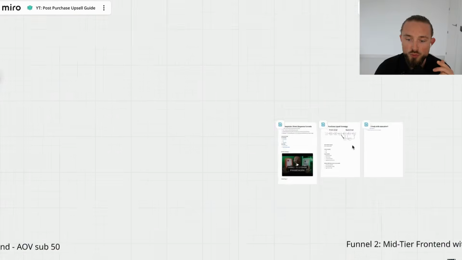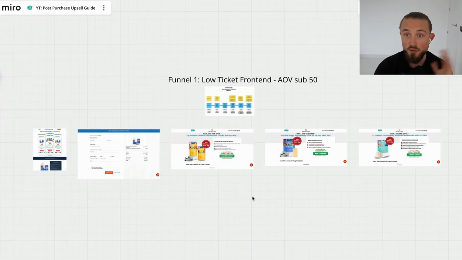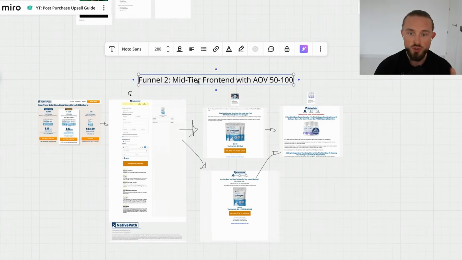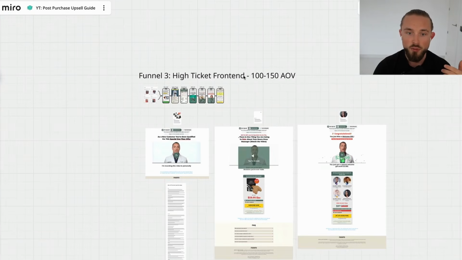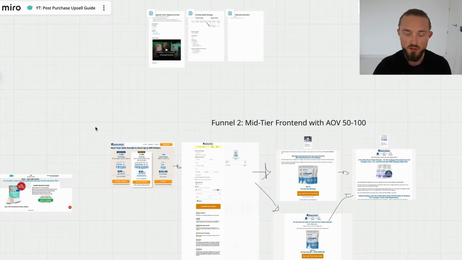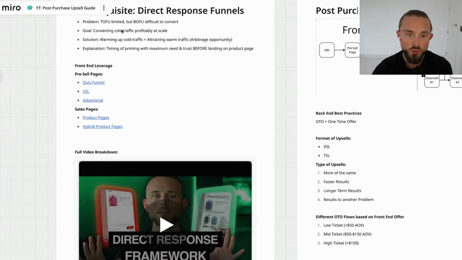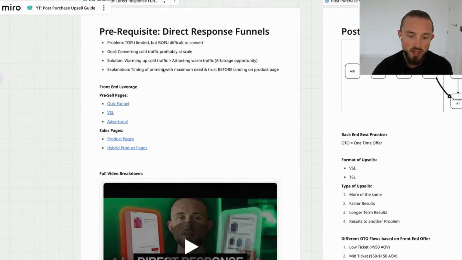So in this video, we're going to break down 3 different funnels based on different front ends. Funnel number 1 is going to be a low-ticket front end. Funnel number 2 is going to be a mid-tier front end. And funnel number 3 is going to be a high-ticket front end. Now, I'm going to break down the different mechanics behind all of these funnels and also the different upsells in just a second.